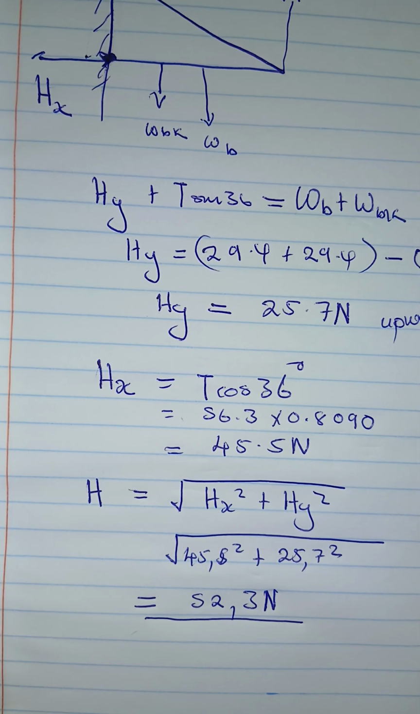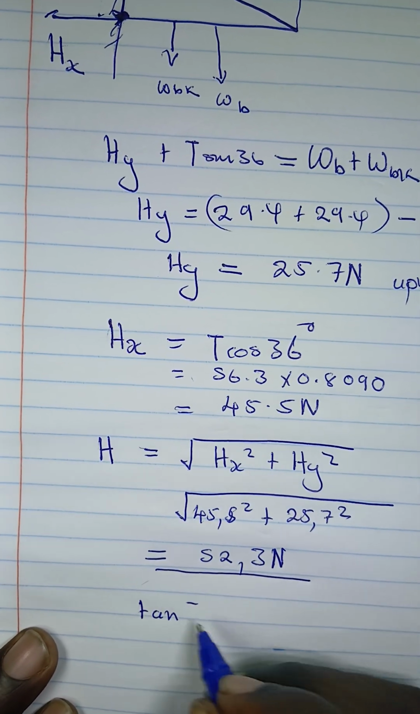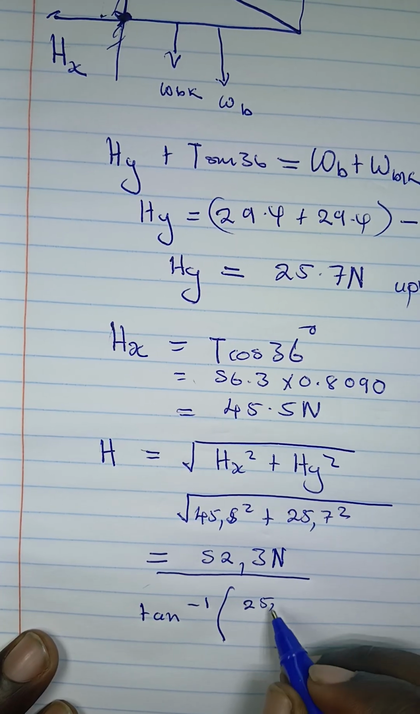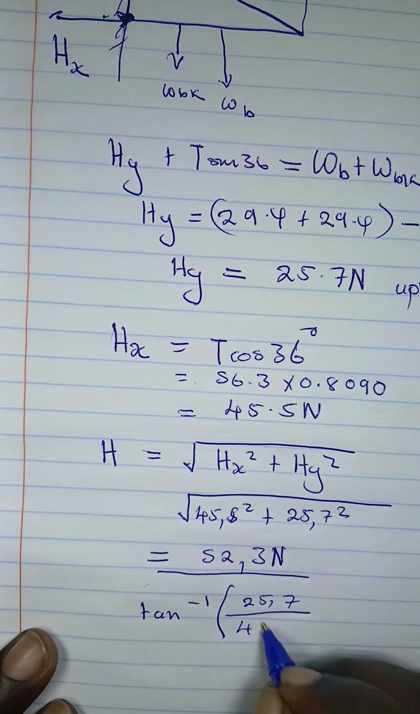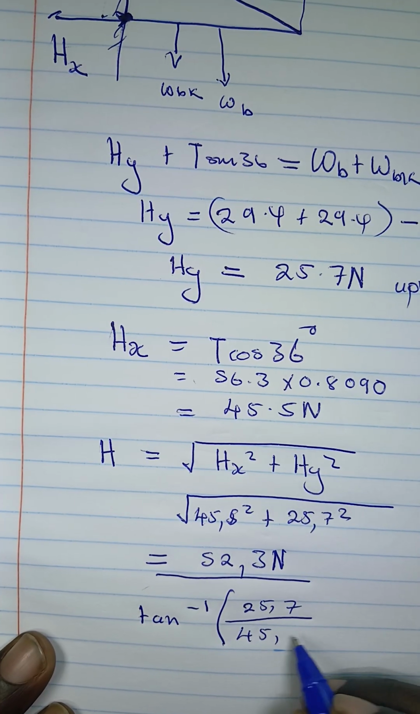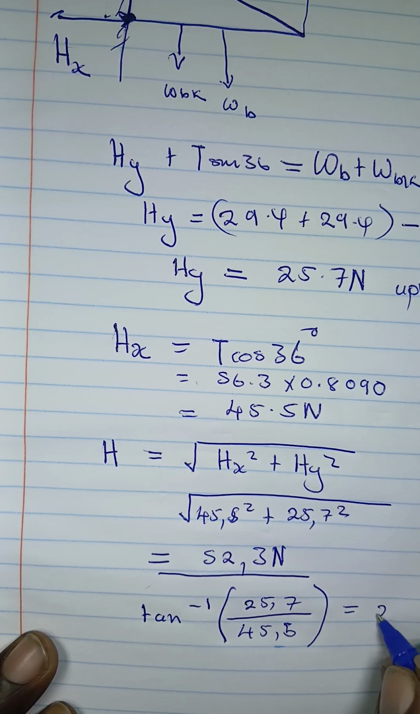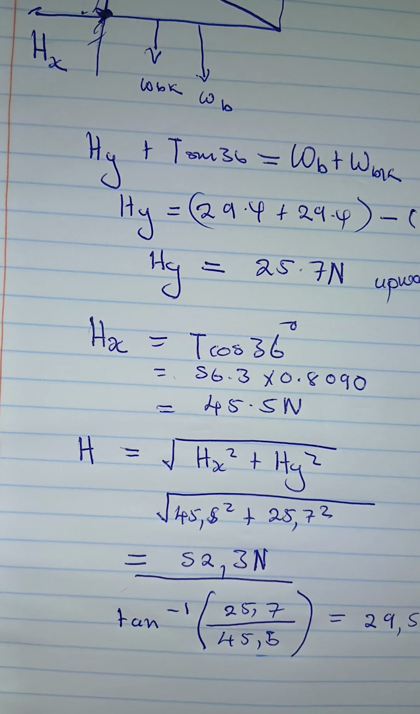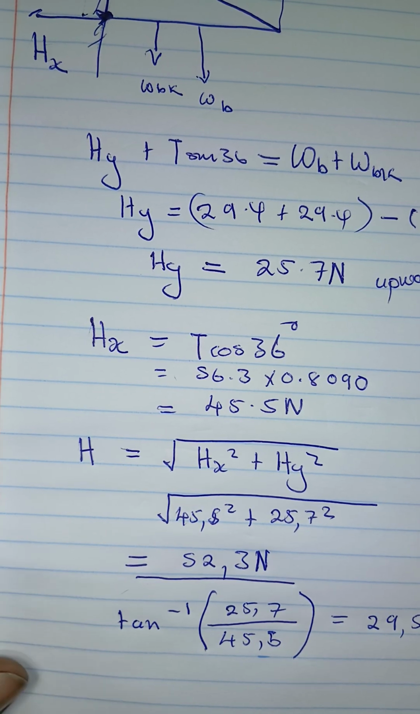So we have found the magnitude of the force. We need to find the direction. So we say tan minus 1 of 25.7 over 45.5. So this is going to be 29.5 degrees. So we have found the magnitude and direction of the hinge force.